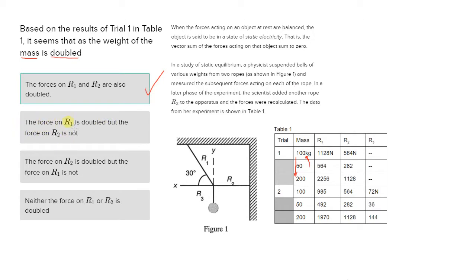Moving on, answer choice B, the force in R1 is doubled, but the force in R2 is not. We know that's not true because as we doubled the mass, we saw that the force in R1 and R2 is doubled both times. And the same for answer choice C, we see that the force of R1 is also doubled whenever we do this. And answer choice D can be eliminated because we've seen that the force in both of those ropes doubles each time. So the only one that we're left with is answer choice A.